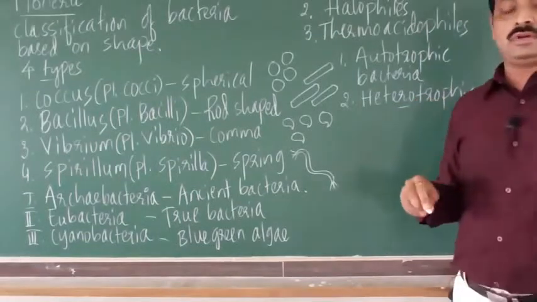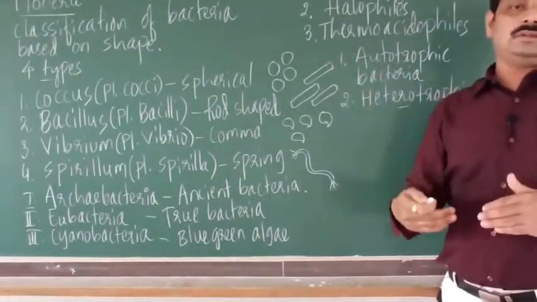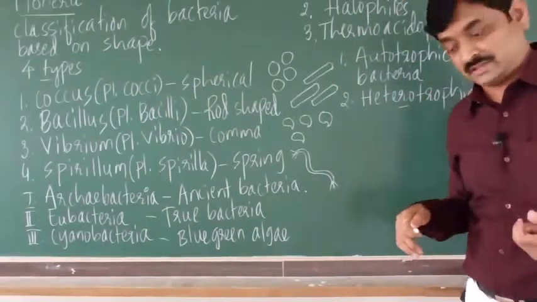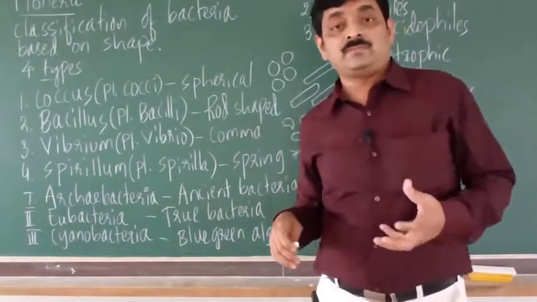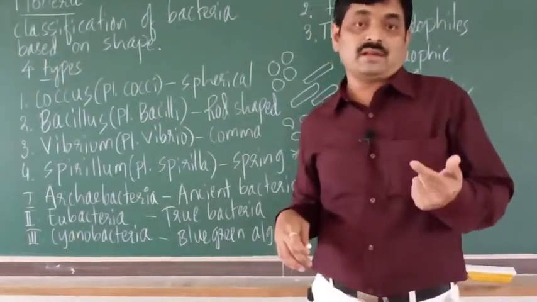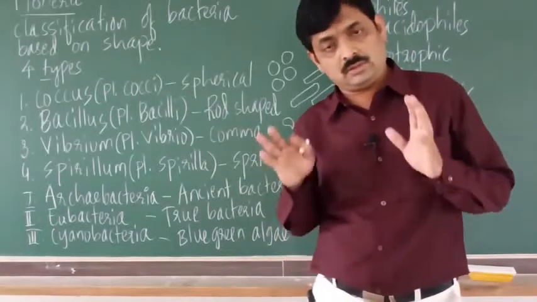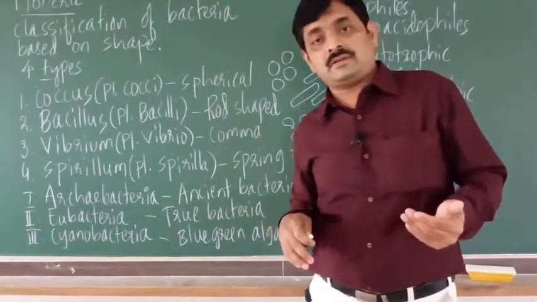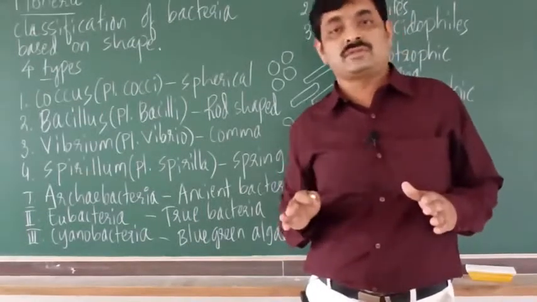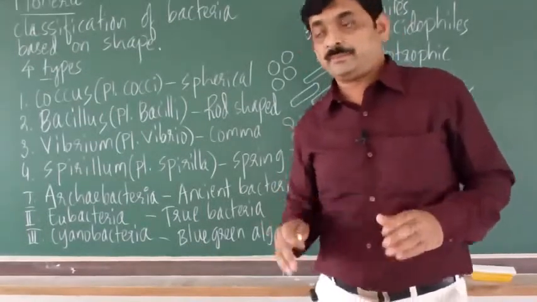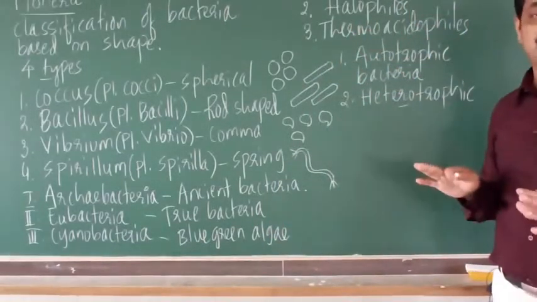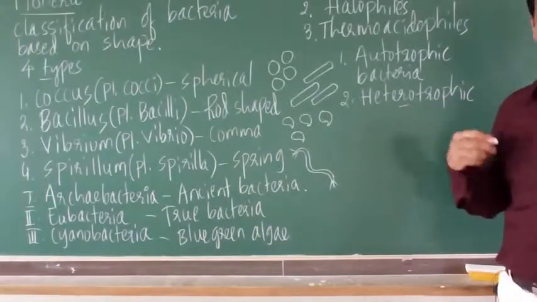Then another type of autotrophic bacteria is chemosynthetic bacteria. So chemosynthetic bacteria, they synthesize their food by using chemical substances. So one chemical substance is nitrogen, right? They use nitrogen and they prepare their food. So example is Nitrobacter. So Nitrobacter is a chemosynthetic bacteria, right? So that is about the autotrophic bacteria.